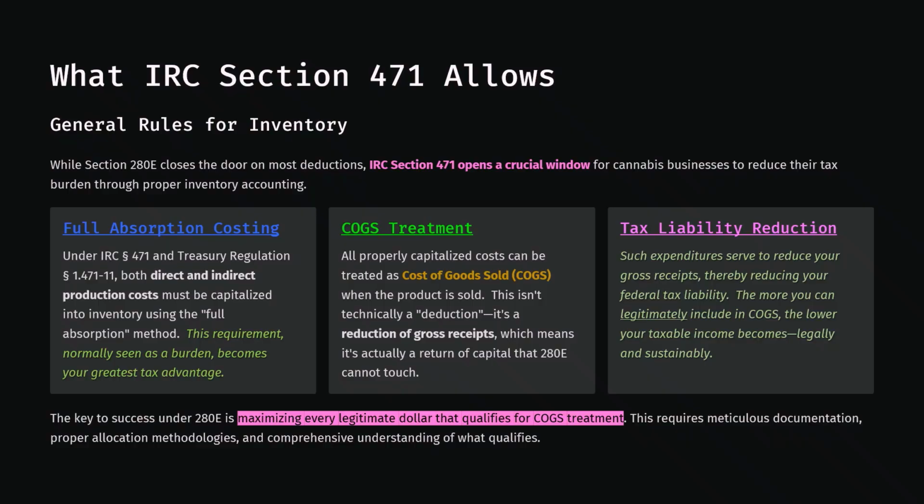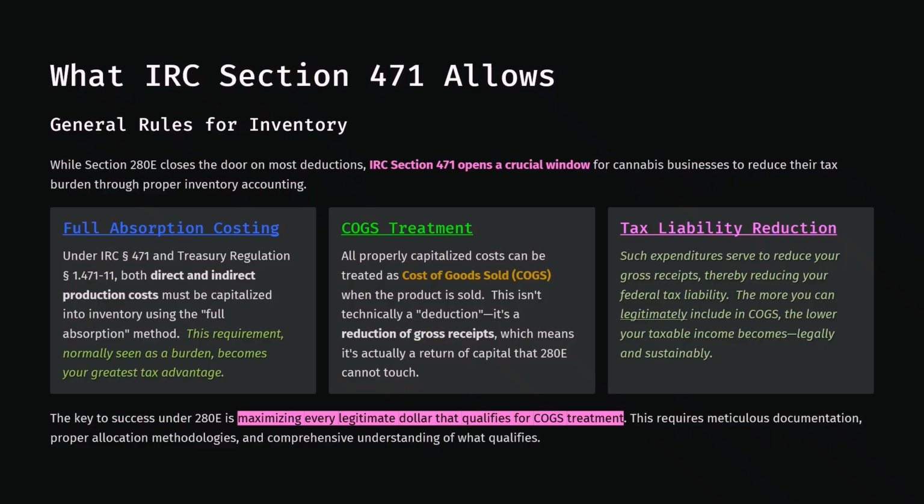Now, what does this mean for cannabis operators? Here's where it gets interesting. Because of 280E, you can't deduct most of your SG&A expenses, what we talked about before, but COGS is still able to reduce your gross receipts. So the more costs you can legitimately and consistently move into inventory and then COGS, the better your tax outcome. 471 gives you the rules and the boundaries for doing this.